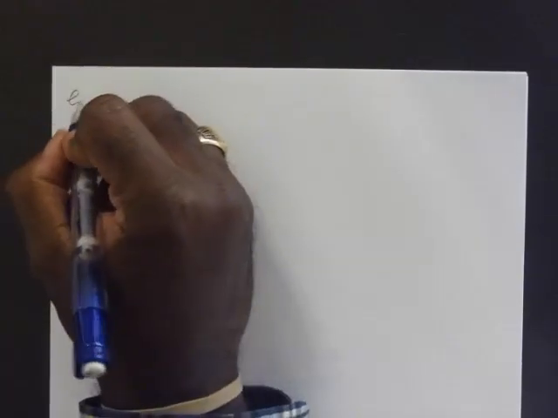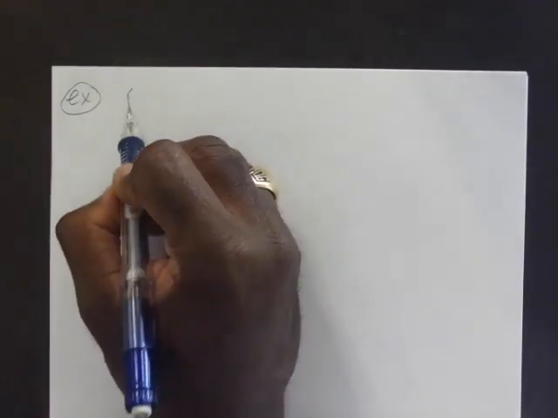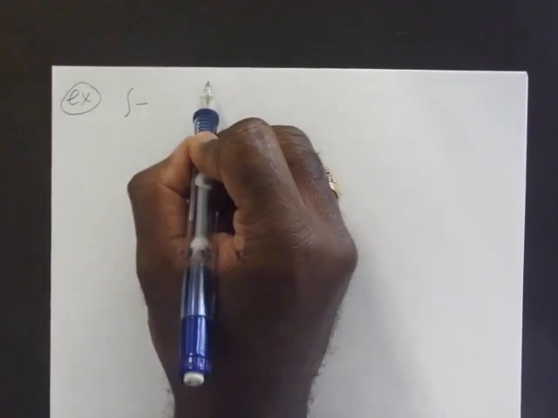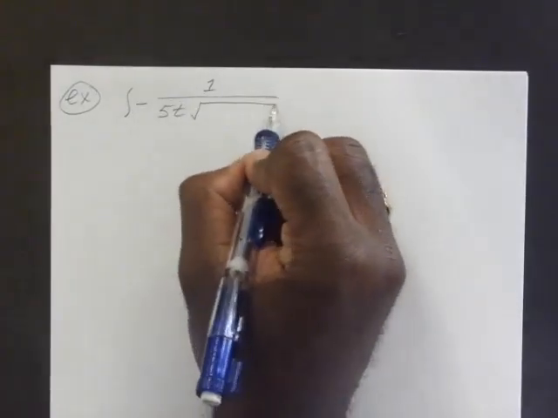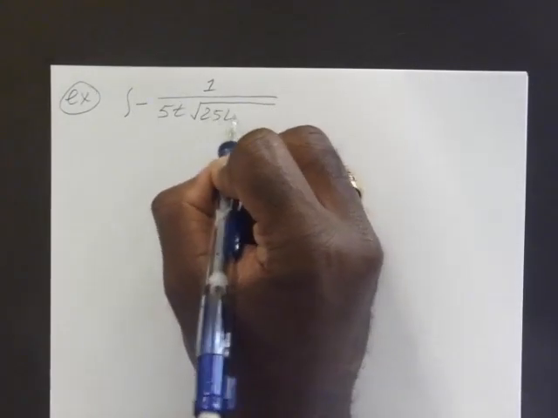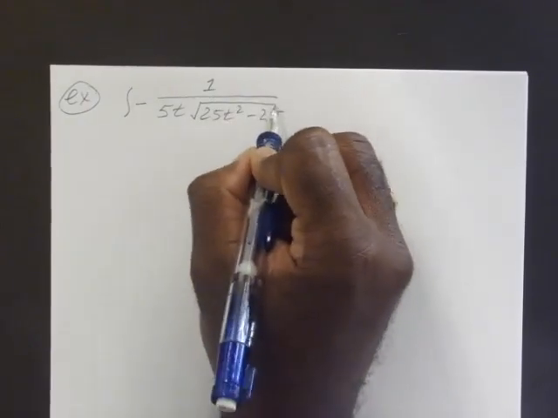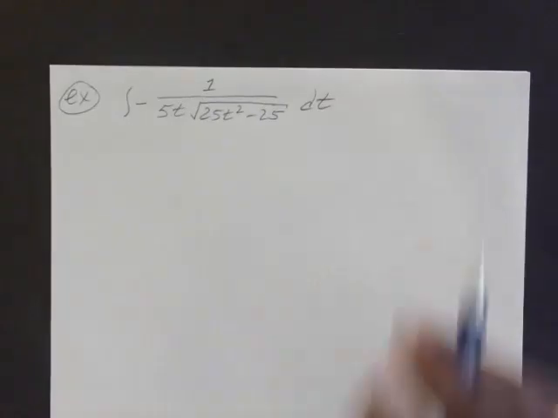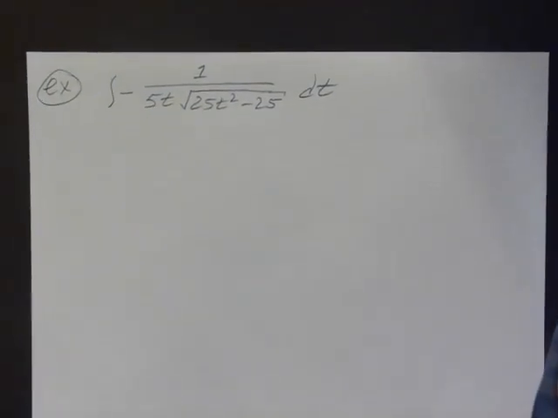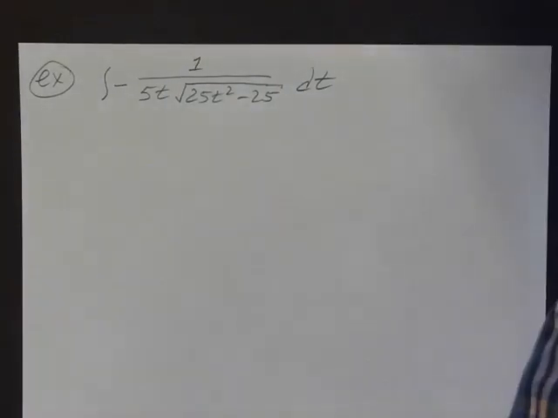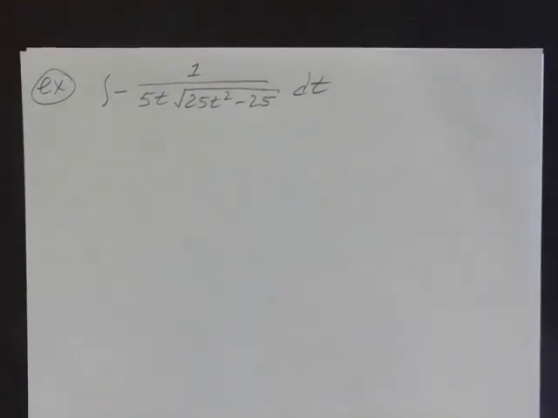Okay, so let's say for this one, we want to evaluate the integral of negative 1 divided by 5t times the square root of 25t squared minus 25 with respect to t. Make sure we fit the whole page in there. There we go.